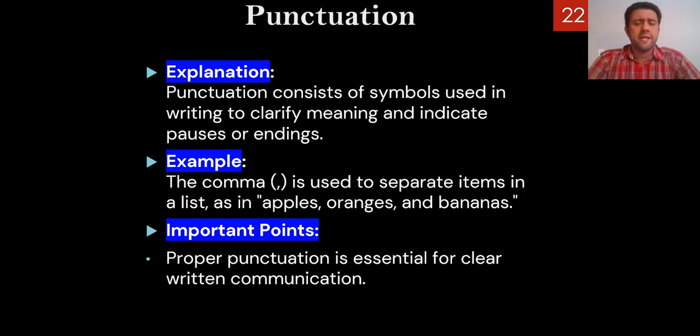The last one is punctuation. Punctuation consists of symbols used in writing to clarify meaning and indicate pauses or ending. As an example, the comma is used to separate items in a list, as in apples, oranges, and banana. So here we are using commas in order to separate these three words.